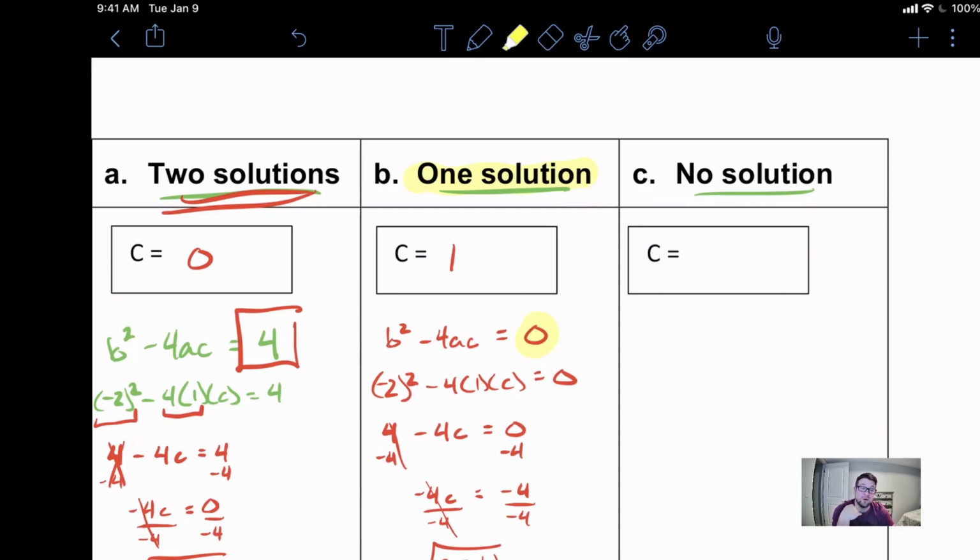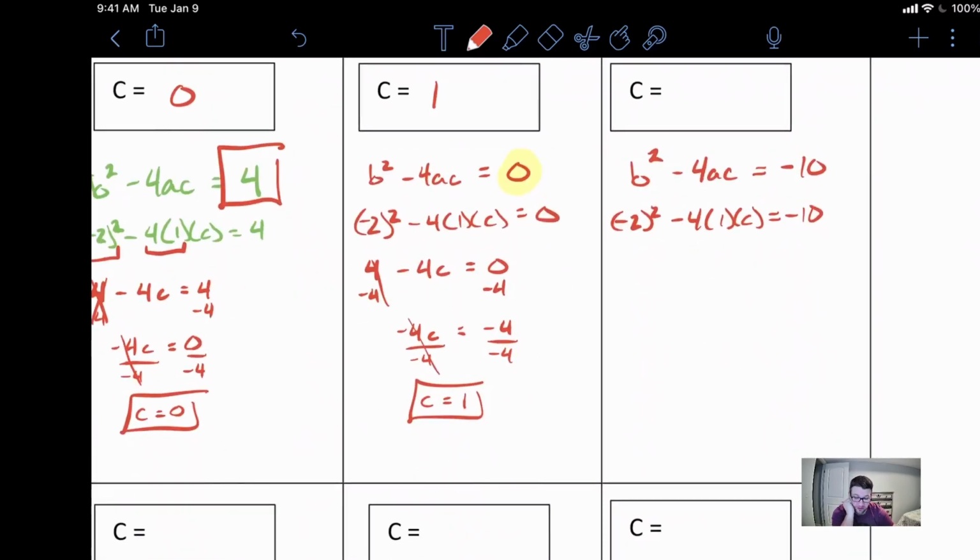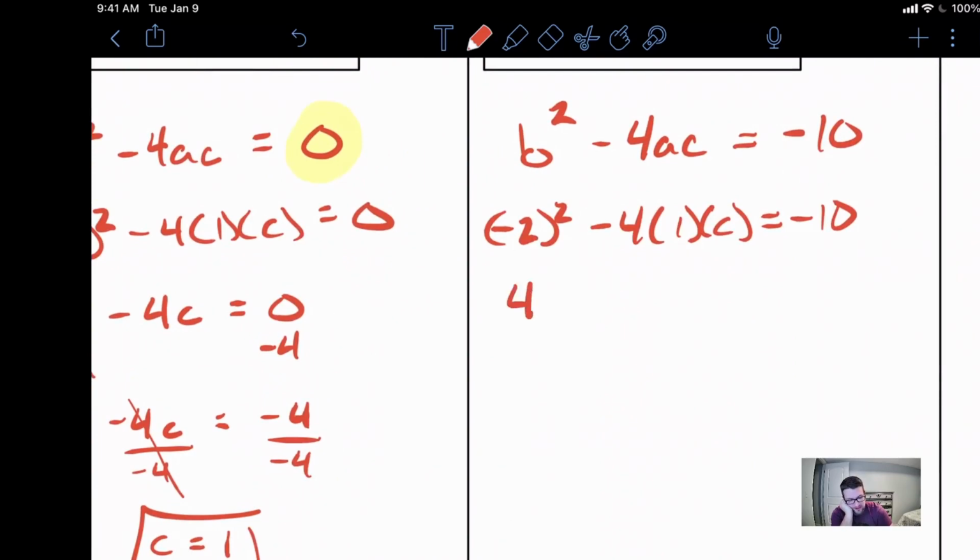Now for the last one, no solution. Remember, this happens if my discriminant is equal to a negative number. So b squared minus 4ac equals any negative number. You get to pick the negative number. I'm going to pick -10. Why? I felt like it. Now when we plug in -2 squared minus 4 times a, which was 1, times c, which we don't know. That's what we want to find. So, -2 times -2, that's a positive 4. -4 times 1 is a -4c, of course, because that's still hooked on, is equal to -10.